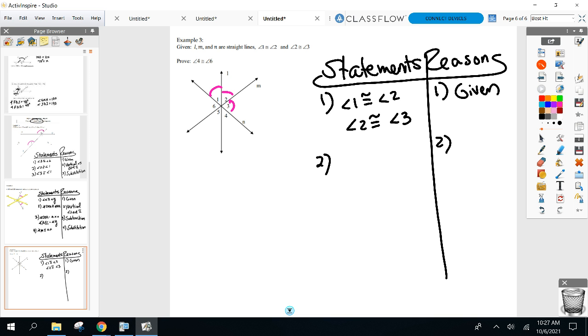Here's what I want you please to avoid. Do not just start writing down a whole bunch of vertical angles equal to each other, because you're not going to know where it's going to go. Let's not do that, please. Don't just start filling statement 2 with a whole bunch of vertical angles.